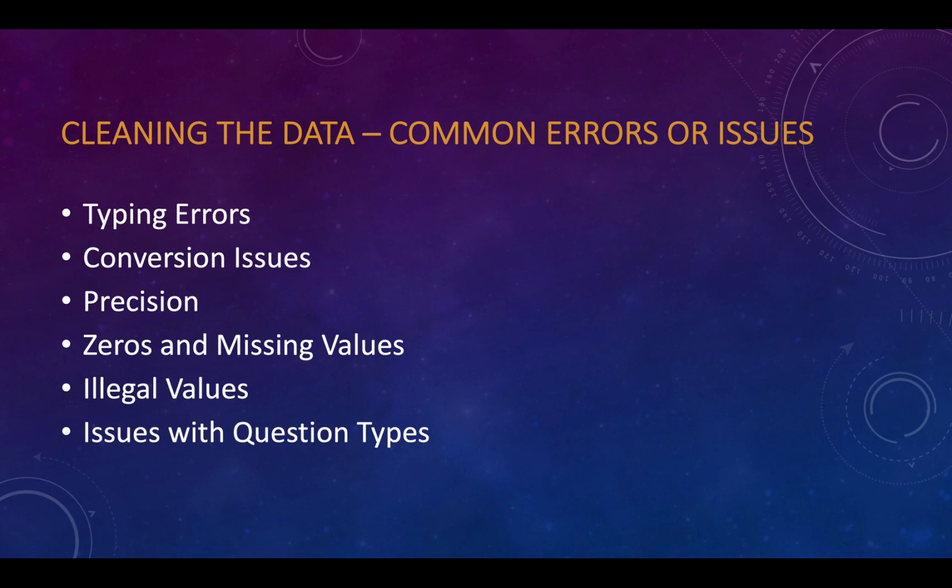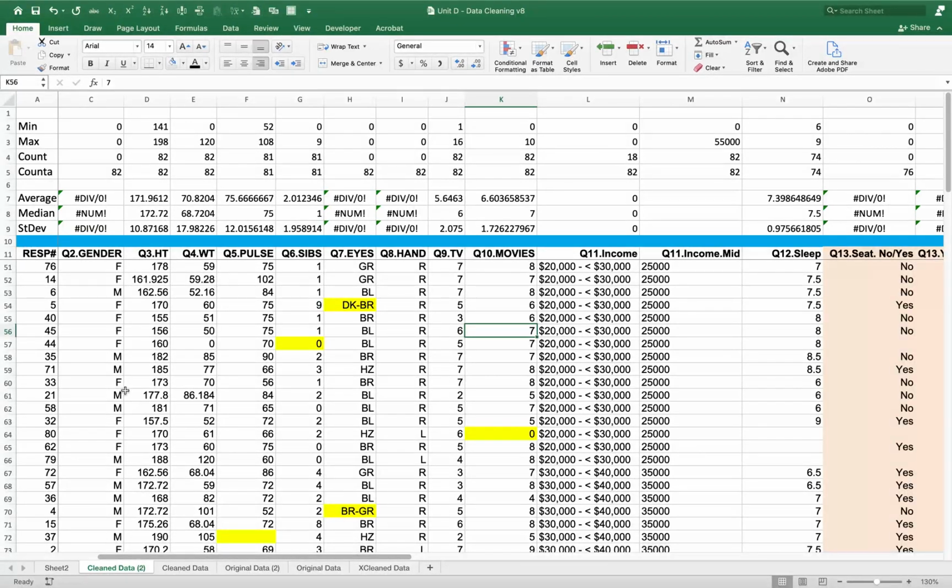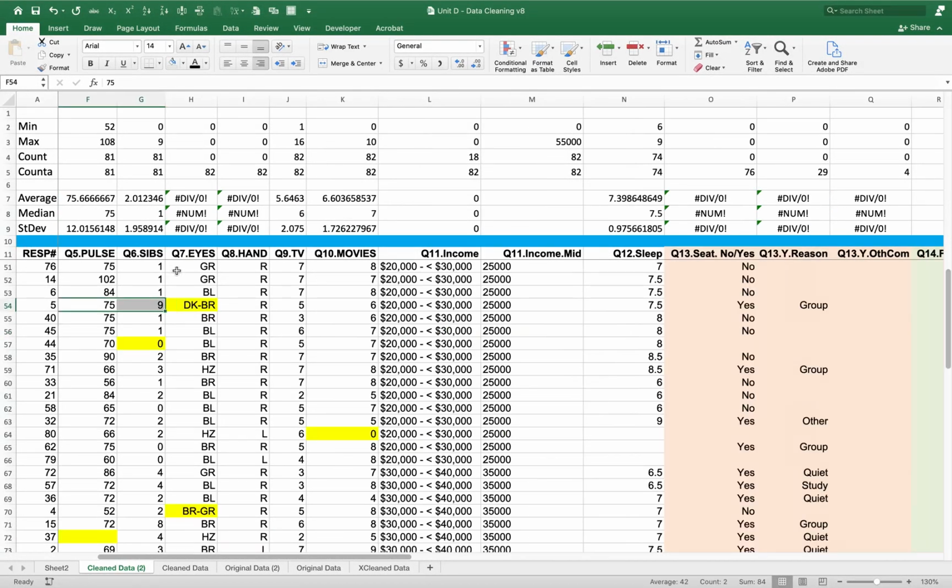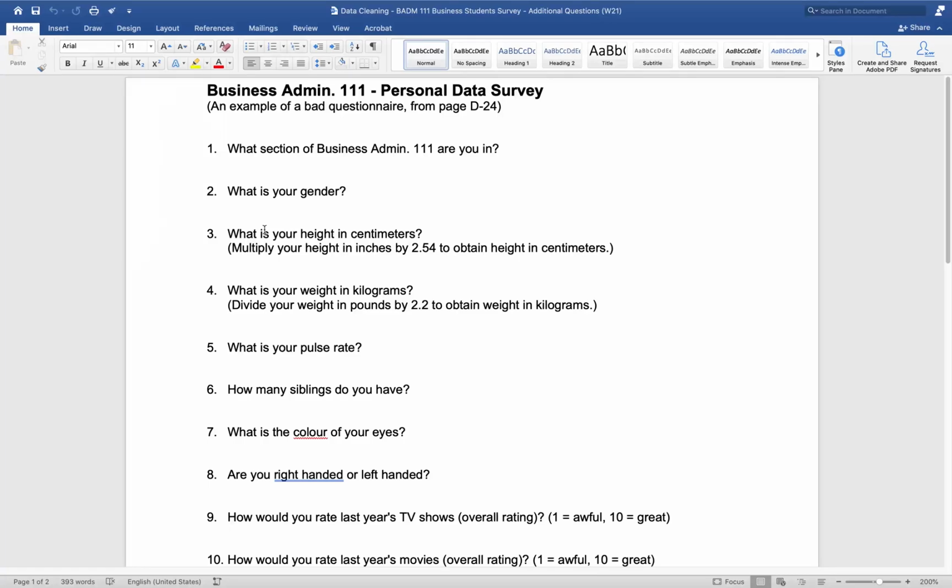Okay, so let's take a look at the precision errors. Now, when we take a look at this question back here, which is what is your height in centimeters, multiply your height by 2.54 to obtain the height in centimeters. And again, this is an example of a bad questionnaire. You shouldn't have it set up this way to begin with. As well as what is your weight in kilograms, divide your weight by 2.2.